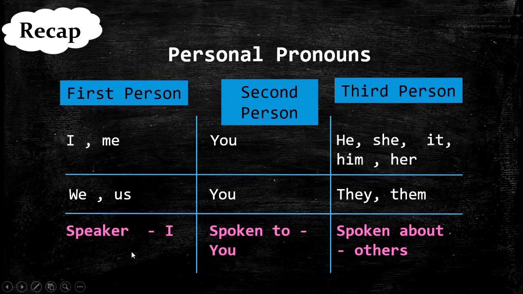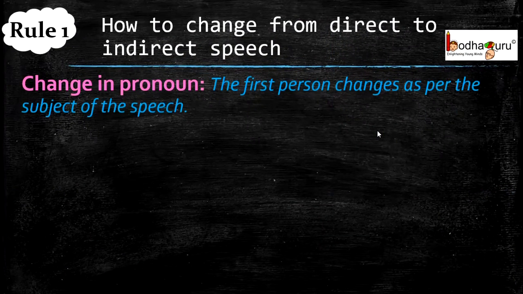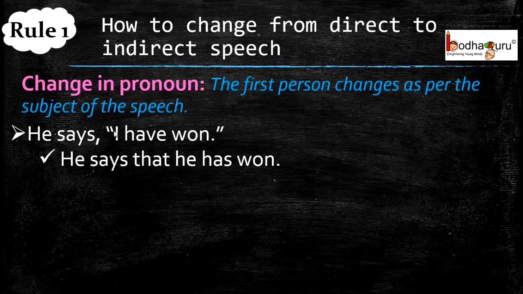So remember, I speak to you about others, and this way you can remember the first person, second person and third person. Now, coming to change in pronoun. Remember, the first person changes as per the subject of the speech. Let's take an example. He says, "I have won." In this sentence, the subject is he, and in the spoken words, the first person, that is I, has been used. Now, how do we change the pronoun I when we are changing it to indirect speech? He says that he has won.